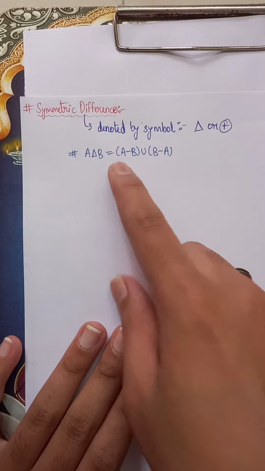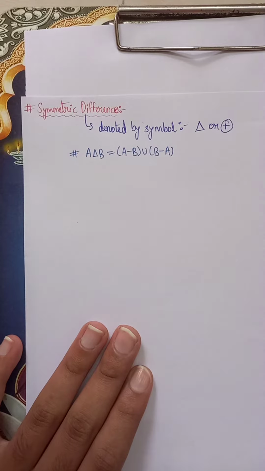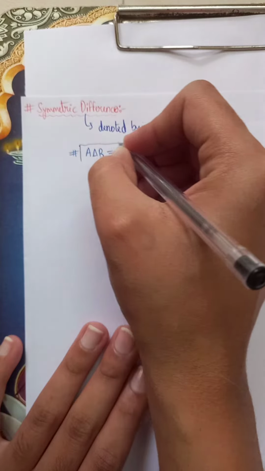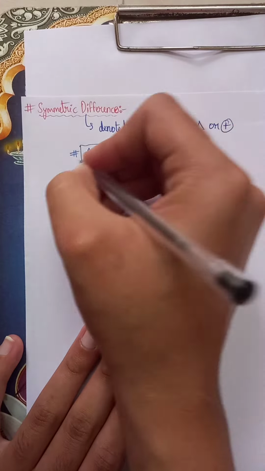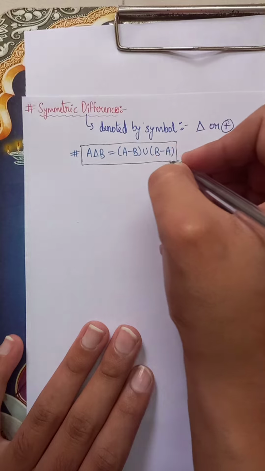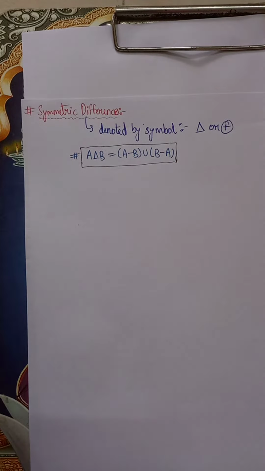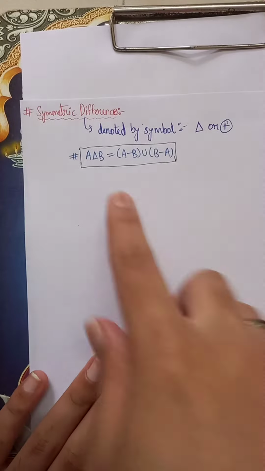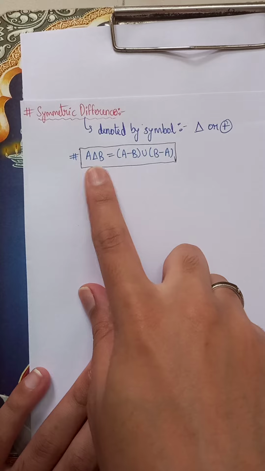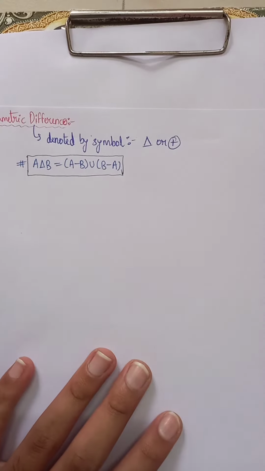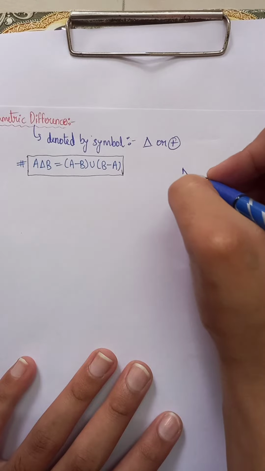We have learned how to take a difference between two sets. If you don't know, you can watch the previous lecture, lecture number 10 of set theory. And please do revise daily. I'm telling this in each and every lecture, so please do revise daily. So this is the formula: the symmetric difference of A and B is A minus B union B minus A.